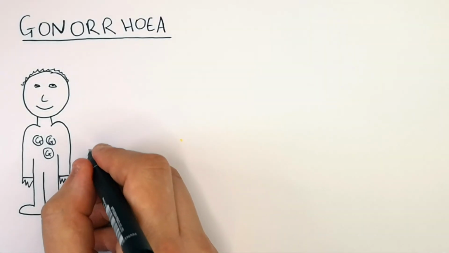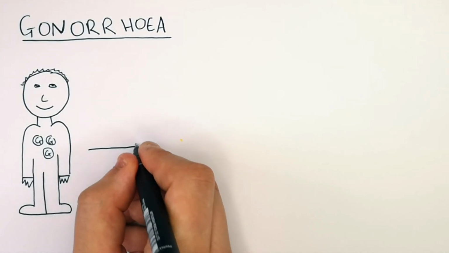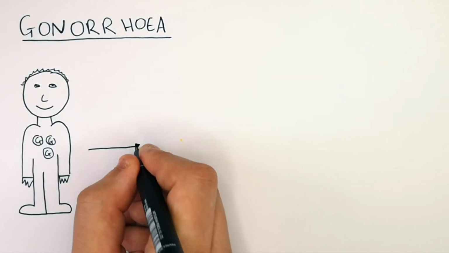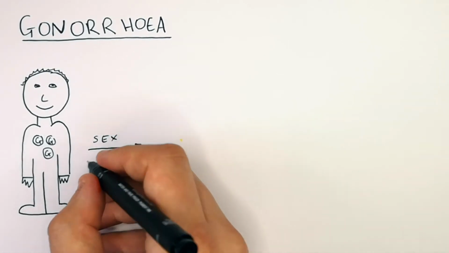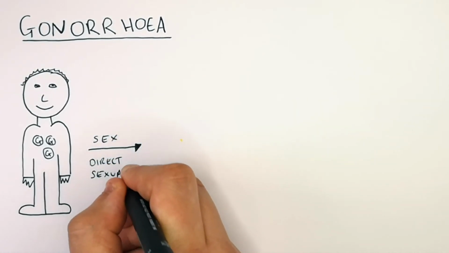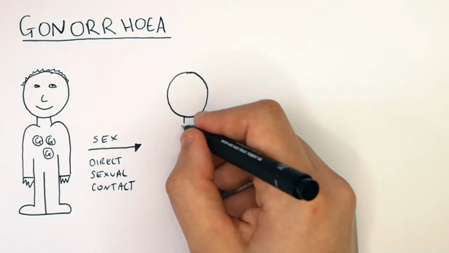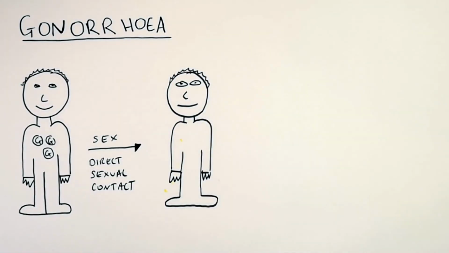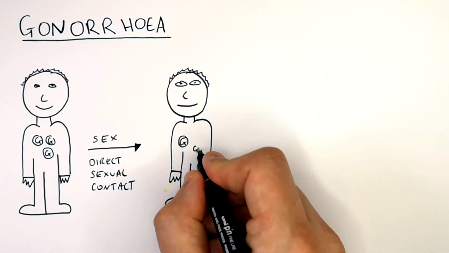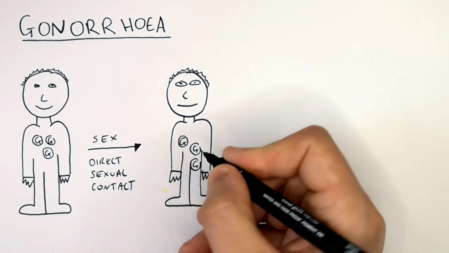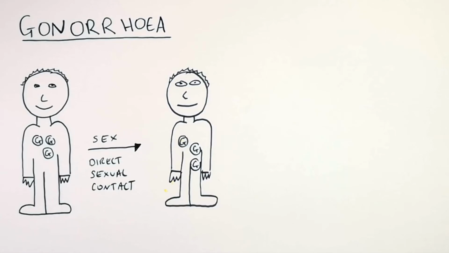Gonorrhea is what we call a sexually transmitted infection, an STI. That's because it is transmitted from one person to another person via sex or direct sexual contact. So these two people have had sex or direct sexual contact. So the bacteria has now entered from one person into another person. So this person is now a host for the bacteria gonorrhea.